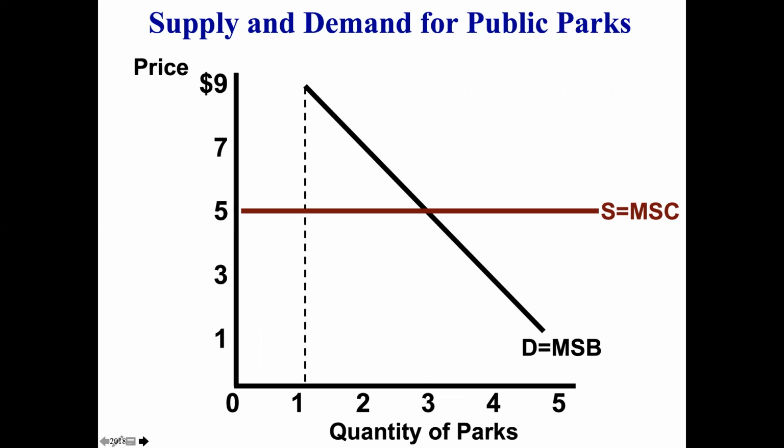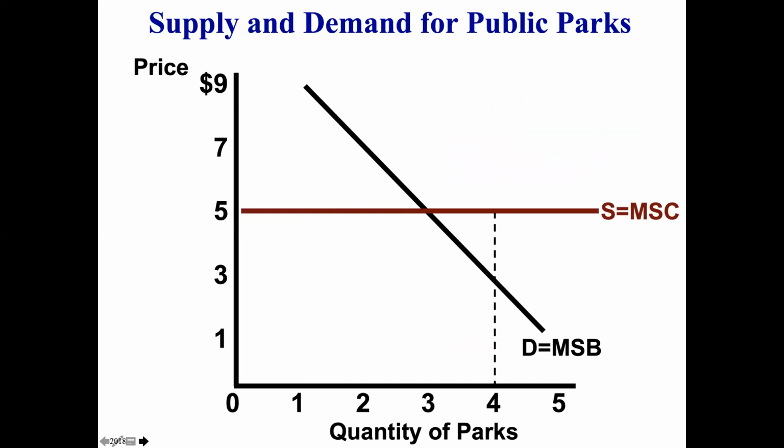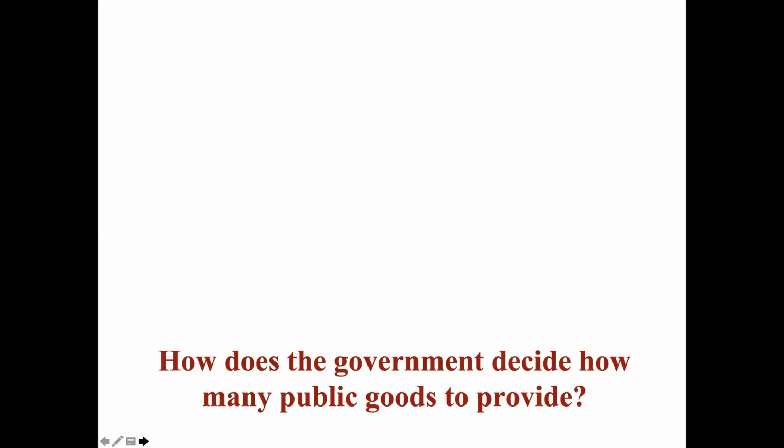You could also use this graph to show that if we only had 1 park in our society, this would not be an efficient use of our resources. You can explain that because, as you can see from the graph, the marginal social benefit is greater than the marginal social cost. And that's telling us that society wants more. On the other hand, if there were 4 parks in our society, we could argue that that was an inefficient use of society's resources because the marginal social benefit was less than the marginal social cost. So society as a whole wants fewer parks, okay?